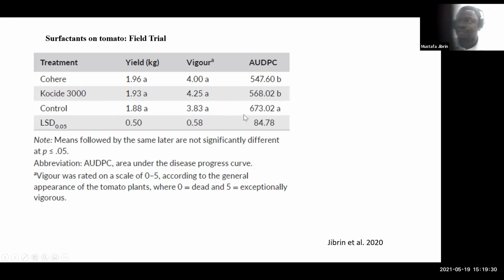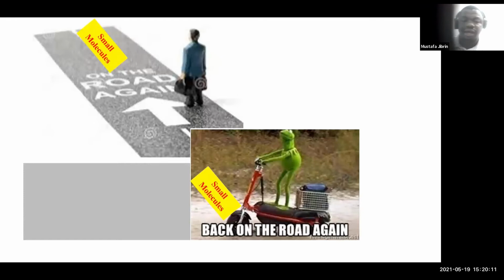This is a one-year trial, and we found that comparably with Kocide, which is the standard growers use on the farm, the disease levels are similar and different from the control, which was a really promising result for our future studies, since we intend to combine surfactants with our chemicals. So Cohere would probably be a good option for us to use in combination with the small molecules in our trials. So let's get back on the road for small molecules.